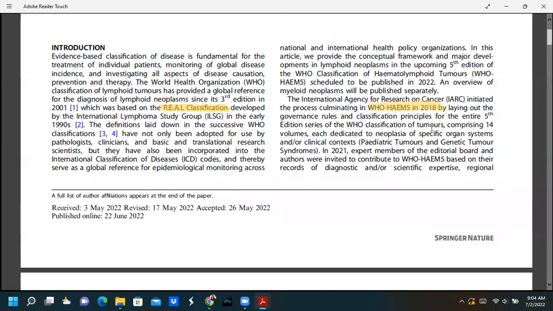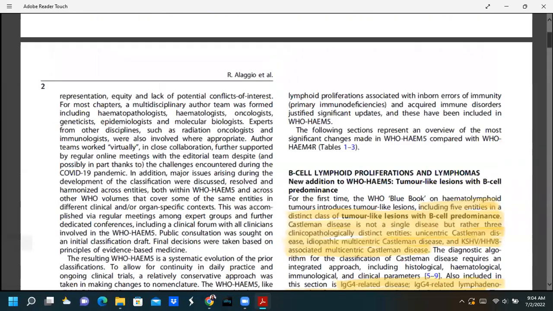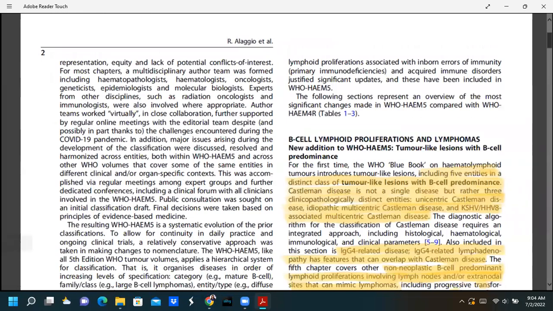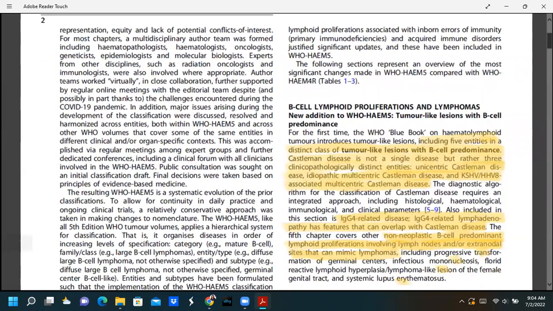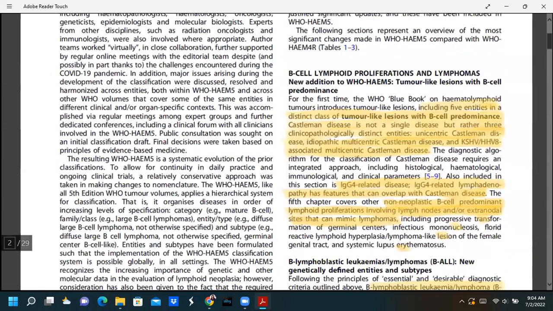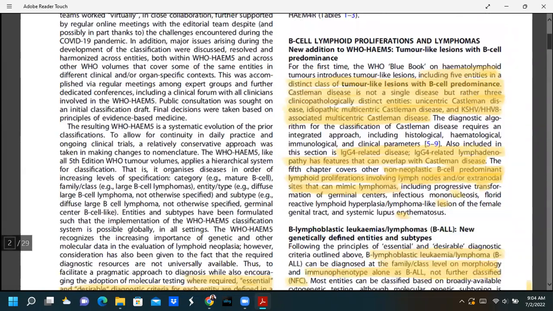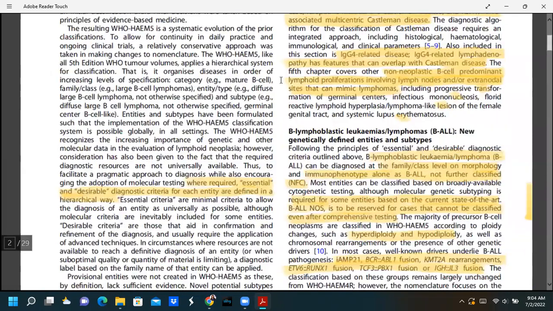They started in 2018 apparently, and then they did a lot of hard work. In the initial sections, they mentioned how many people came together, virtually, and how they did all the right things to make WHO Heme 5 the best thing ever. So now this is important. In WHO 5, this was not present in WHO 4.